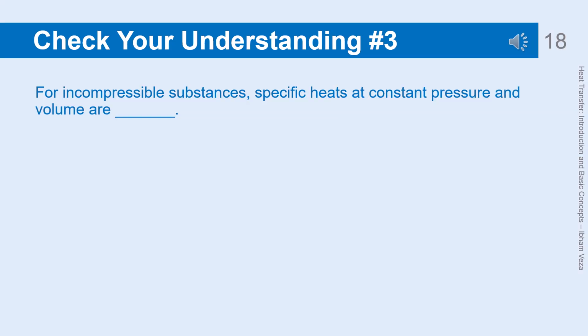Check your understanding number 3. This question reinforces the special property of incompressible substances. The correct answer is that the two specific heats are equal. This concept is used almost all the time in heat transfer calculations for liquids. By remembering this, many energy equations become much simpler. This is an example of how a proper physical assumption simplifies analysis.